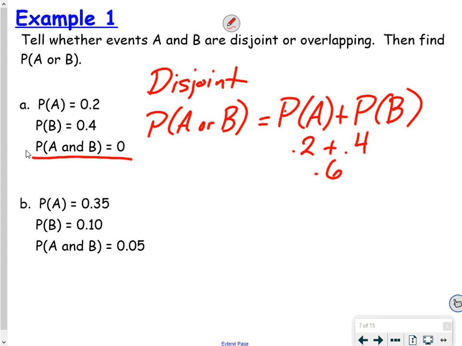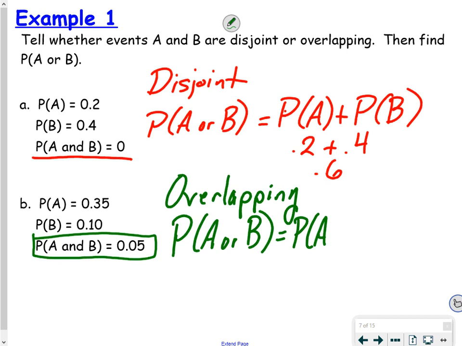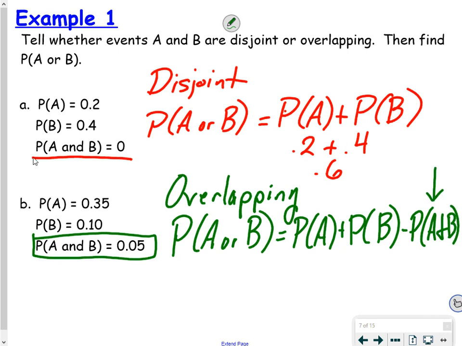Now in part B, notice that the probability of A and B is 0.05. That tells us there are some outcomes where both of those things can happen at the same time, so we have overlapping events. If they're overlapping, the probability of A or B occurring is the probability of A plus the probability of B minus the probability of A and B, which is the outcomes they have in common. Since they can happen at the same time, they have outcomes in common.